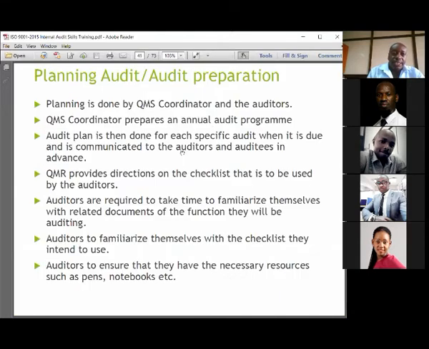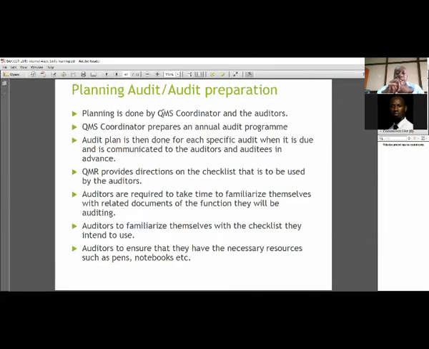But let's look now at stage one, planning for audit, in more detail. What you are required to do. Mainly the planning is done by the QMS coordinator, who is a project manager, in conjunction with the auditors. So they are planning how audit will be done in this organization. Then an audit plan should be done for each specific audit when it is due, and it should be communicated to the auditors and auditees in advance. You don't just show up for the audit. The auditee needs to know that you are coming so that they can wait for you and be prepared.